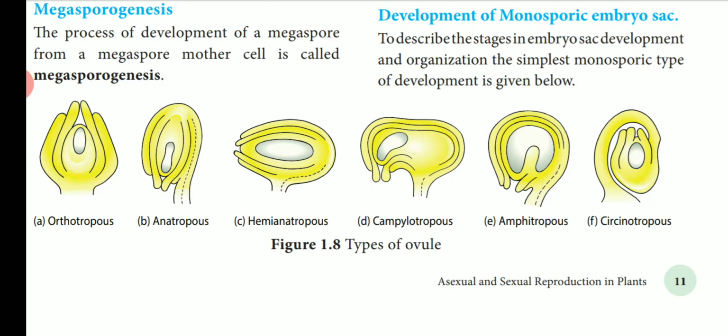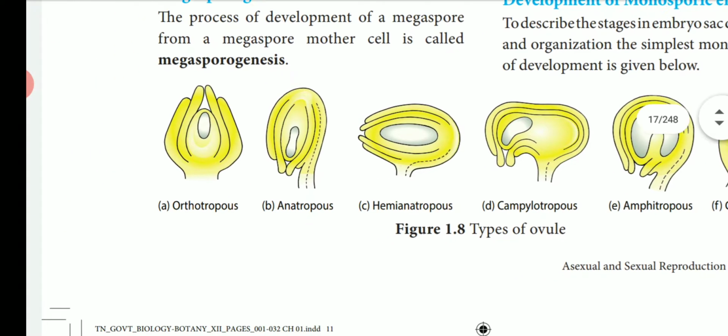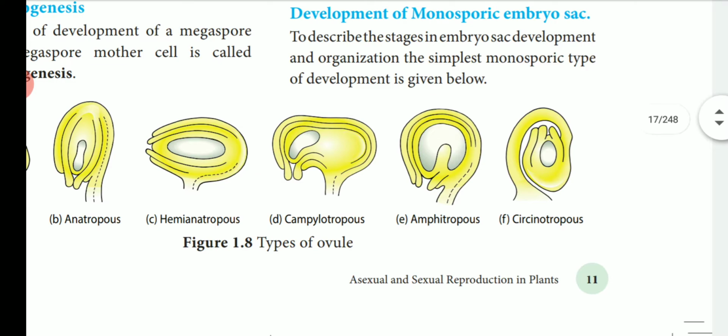Okay, the fourth one is campylotropous. Here the body of the ovule at the micropylar end is curved. See the diagram, that is the D diagram, page number 12, fourth diagram. That is campylotropous. In campylotropous, the micropylar end of the ovule is curved and resembles a bean shaped structure.